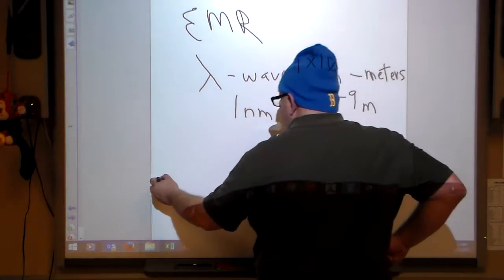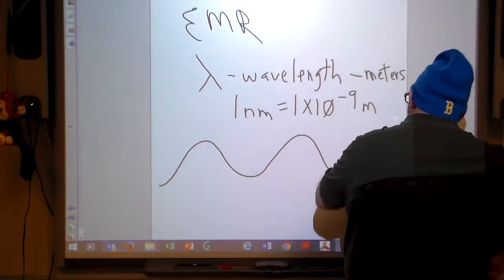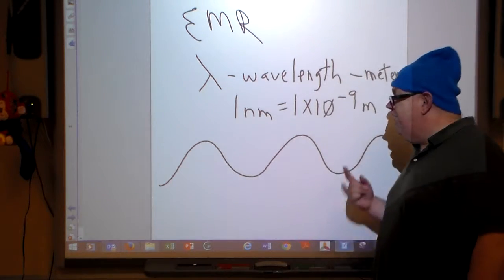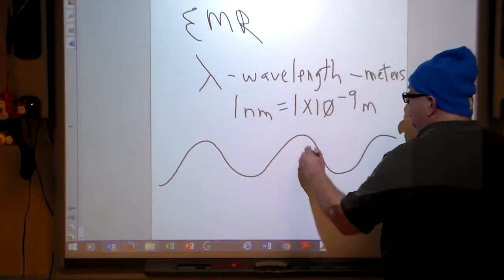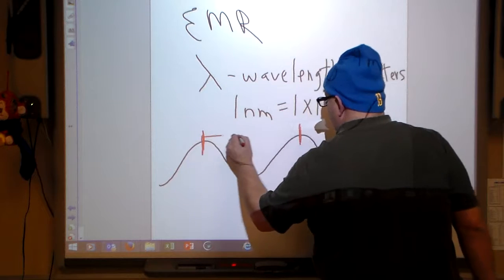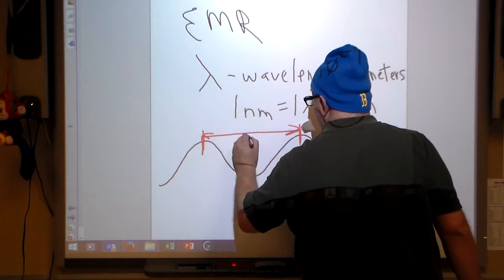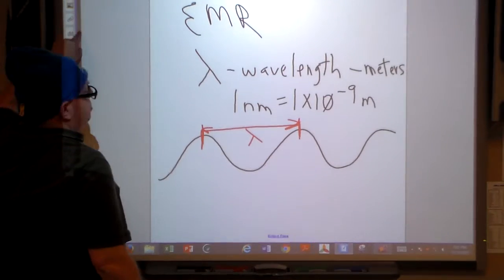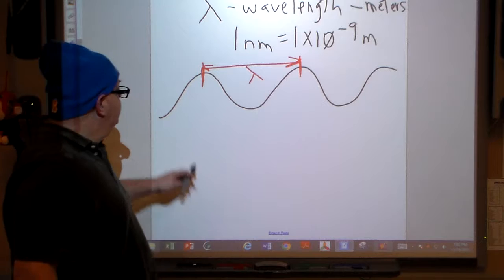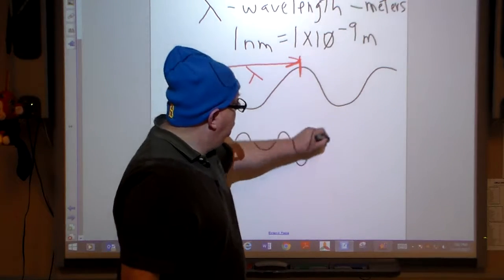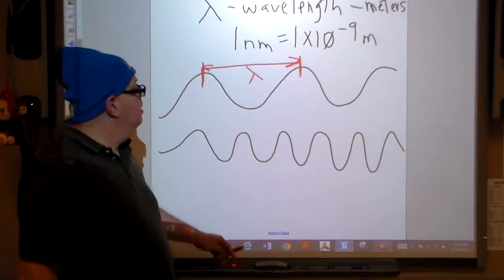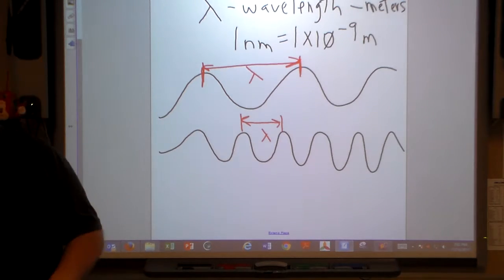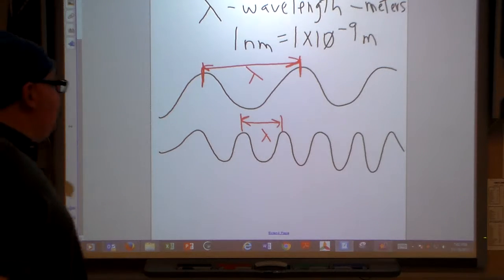But wavelength, you should be able to tell me how you determine wavelength if I give you a wave that looks like this. Not that kind of wave, this kind of wave. So when we look at it, this is our wavelength. Now, we can have long wavelength, we can have short wavelength. So in this case here, you get to see a longer wave and a short wave.